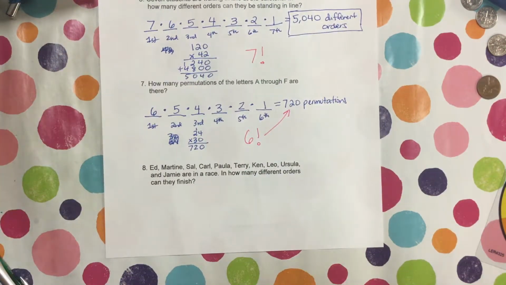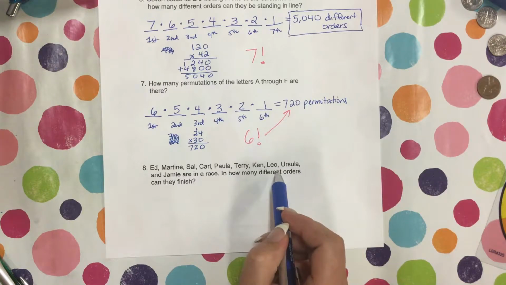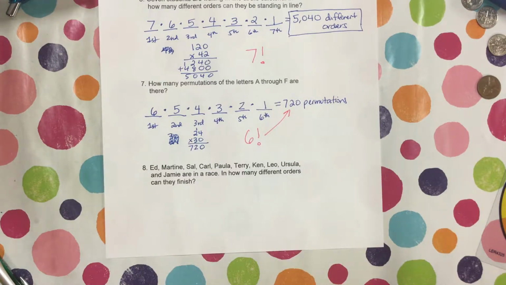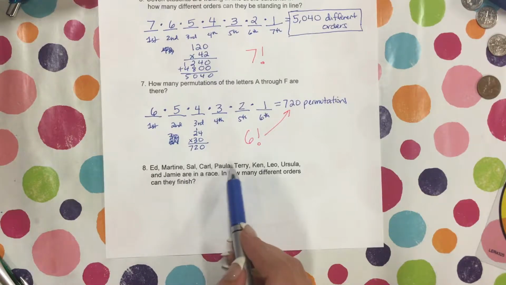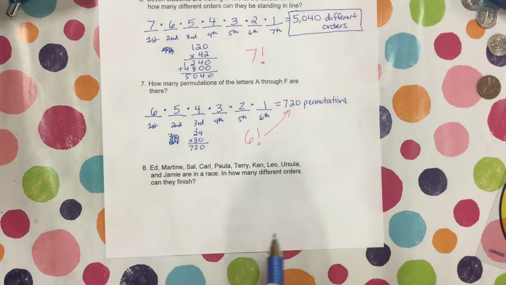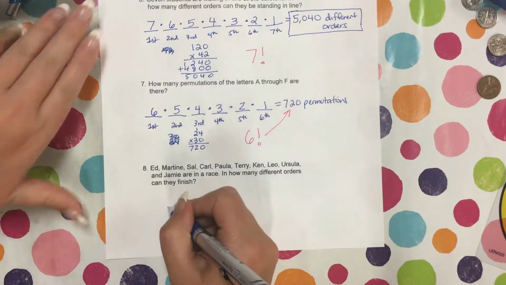8 says, Ed, Martine, Sal, Carl, Paula, Terry, Ken, Leo, Ursula, and Jamie are in a race. Oh my goodness, that's a lot of people in a race. And how many different orders can they finish? Okay, so how many people do we have? 1, 2, 3, 4, 5, 6, 7, 8, 9, 10. Holy goodness. Okay, so there's 10 different places. Let's do this.